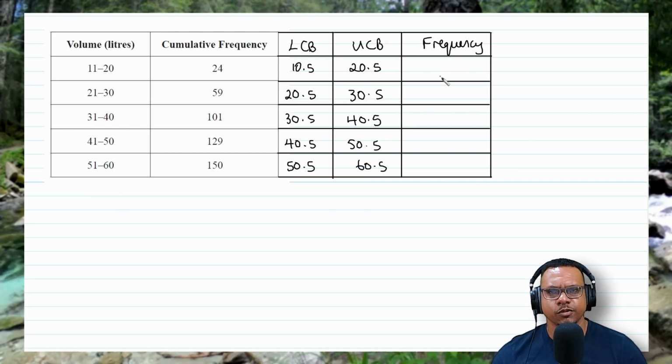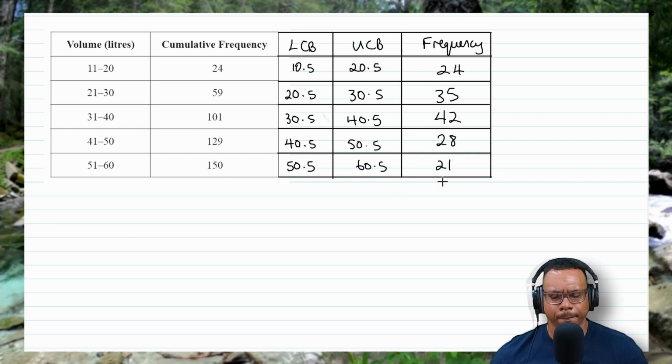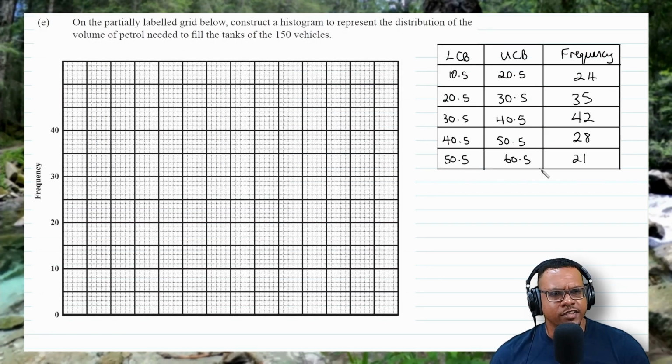And now with frequency, we obtain that, well, the first frequency is 24. Now we'll say 59 take away 24 to get the frequency for here, which is 35. Then we say 101 take away 59, which is 42. Then we say 129 take away 101, which is 28. And then we have 150 take away 129, which is 21. So in order to plot the histogram, I'll be using my lower class boundaries, upper class boundaries, and frequency. All right, so let's bring in that information right here so I can see what I'm doing on the graph.